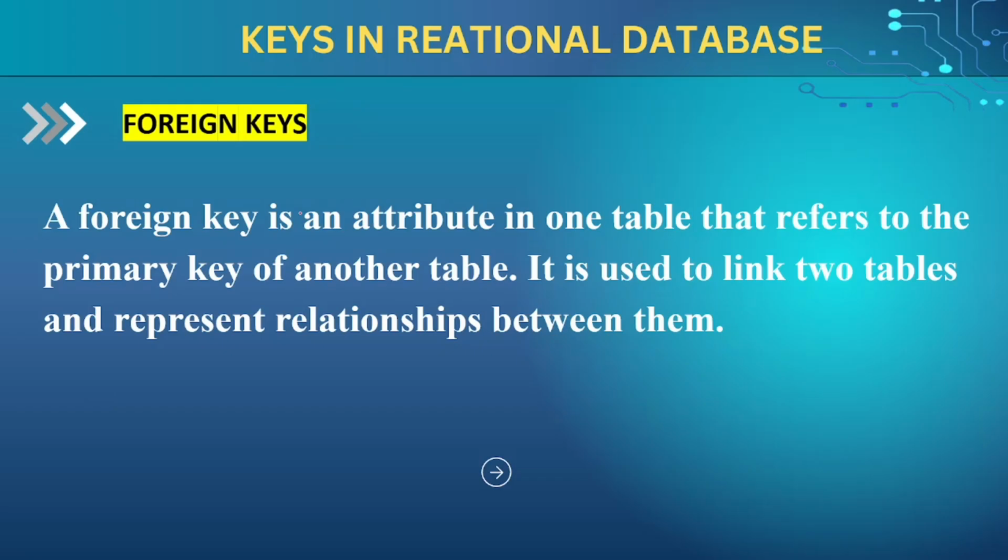Next one is a foreign key. As I told you, it is an attribute in one table that refers to the primary key of another table. It is used to link two tables and represent the relationship between them. Clear now? I hope everybody is clear with the concept.